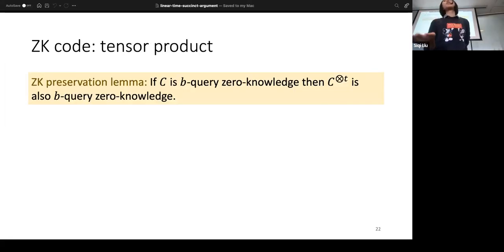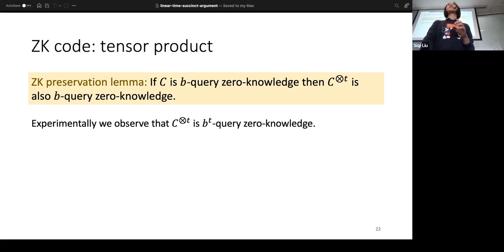Because we require the zero knowledge code to be a tensor code, we also additionally show that this zero knowledge property is preserved under taking tensor product. Specifically, if C, the base code, is a B query zero knowledge code, then C tensor T is also a B query zero knowledge code. One small comment is that experimentally, we see that C tensor T is actually B to the T query zero knowledge, but we weren't able to show that. So I think it's also very interesting to show it, although I don't have an application.